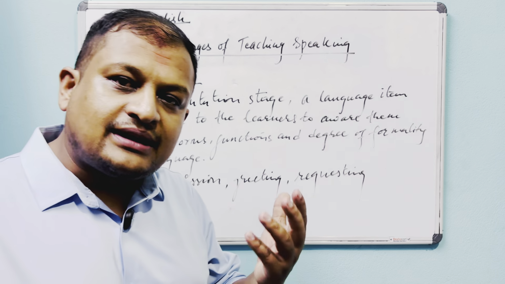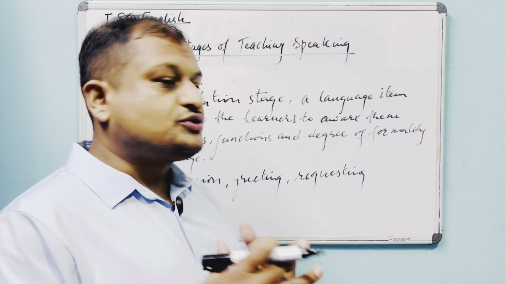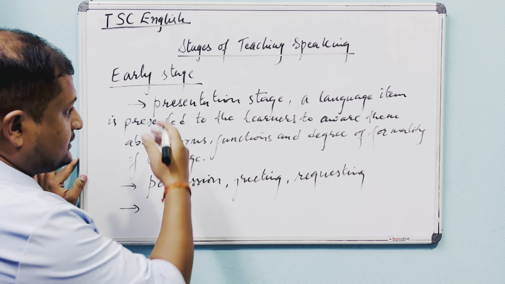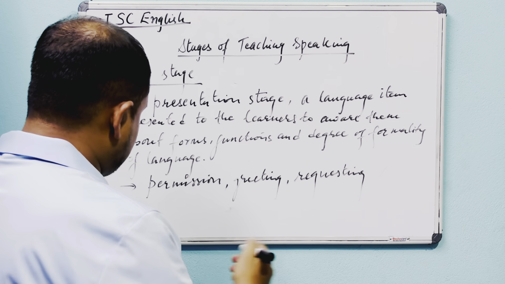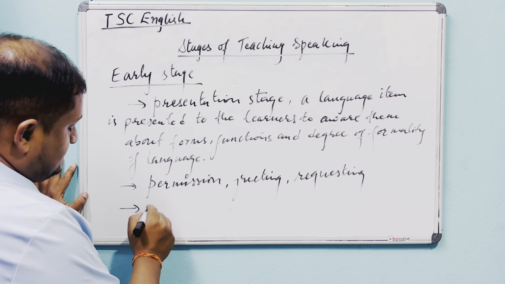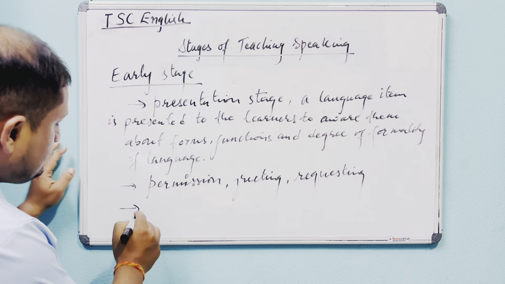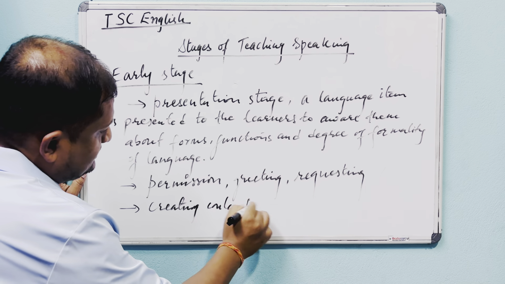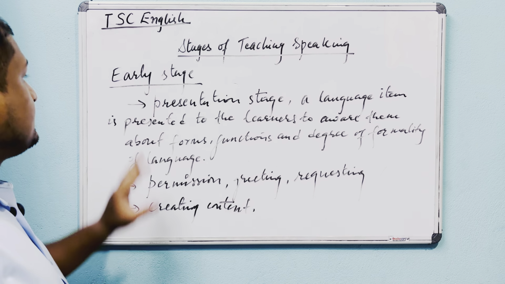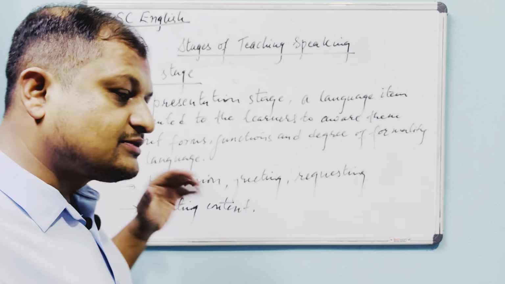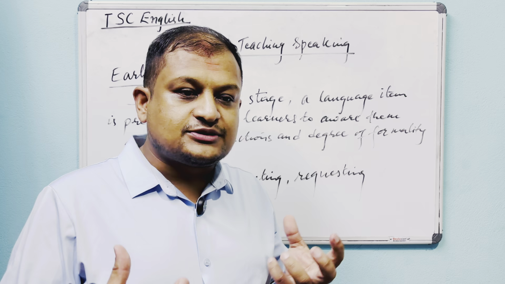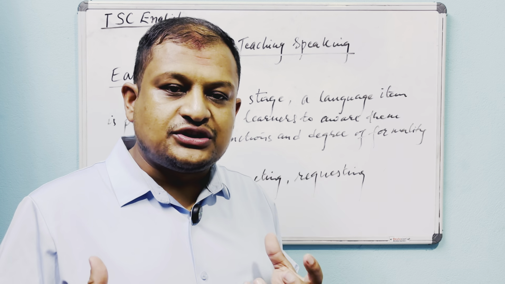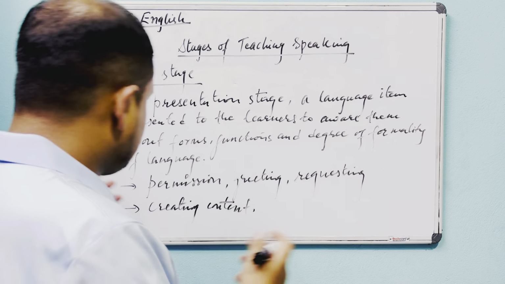There are various classroom activities that can be done, which are also known as classroom procedures. What are the classroom procedures for this stage? As the teacher presents the language item, a context is created. Creating context is the first classroom procedure in the early stage. Creating context means creating a situation where students are expected to perform, to get involved in communication or develop the conversation.